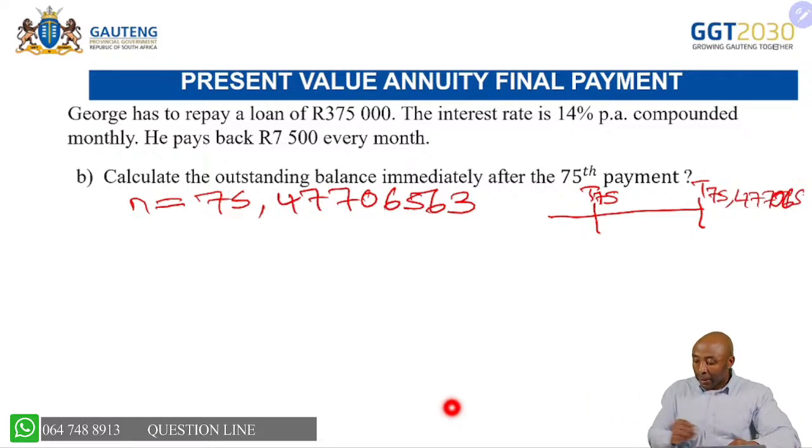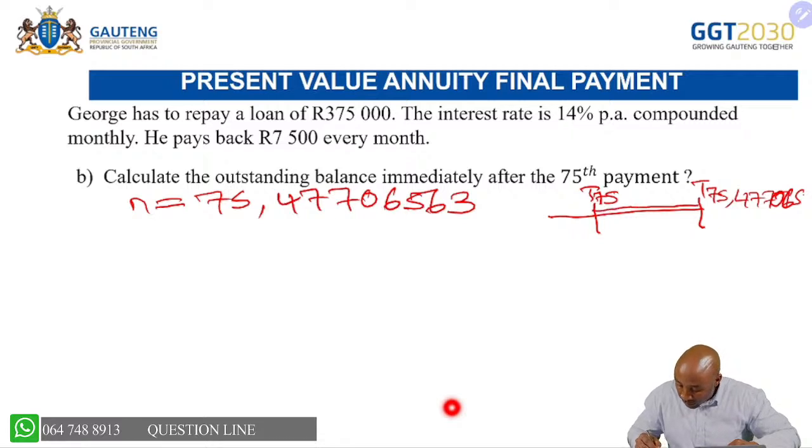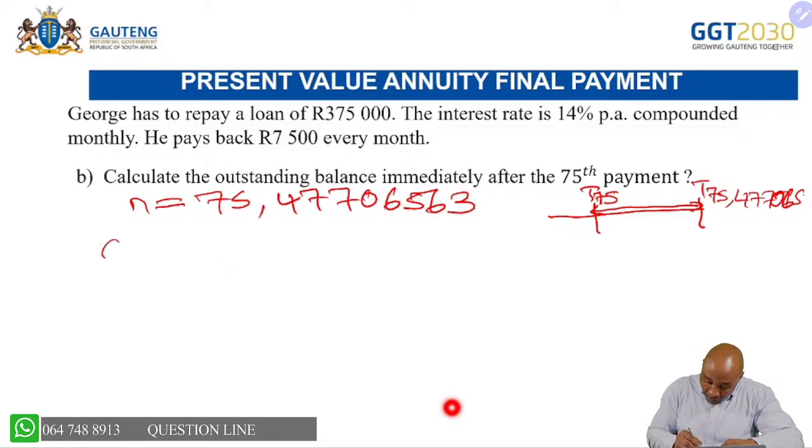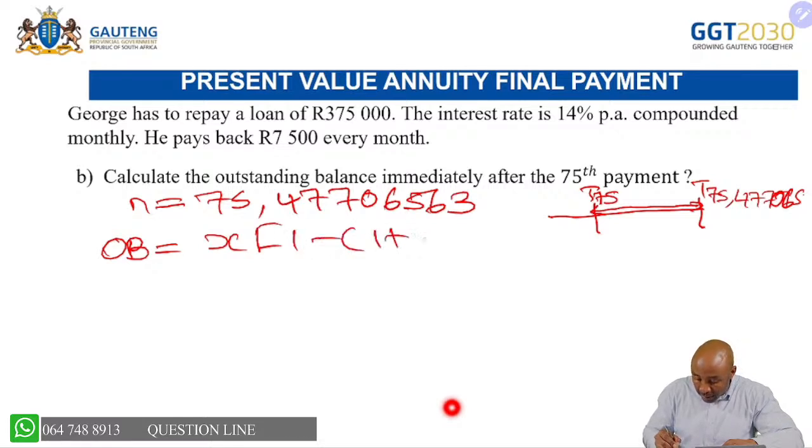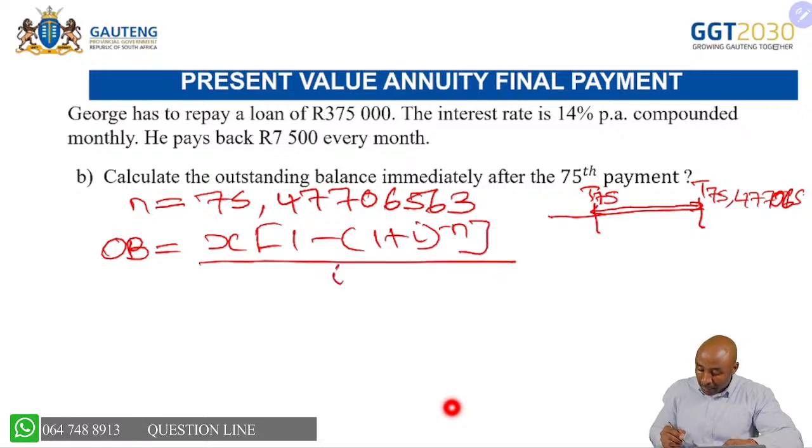Now, I want us to use the other method to calculate the outstanding balance. Our outstanding balance remains as a fraction there. So we'll just say 75 minus that becomes our N. The N that we are going to substitute in our formula for outstanding balance is X times 1 minus 1 plus I to the power negative N over I. We want to calculate the outstanding balance, so I will use my X as 7,500.